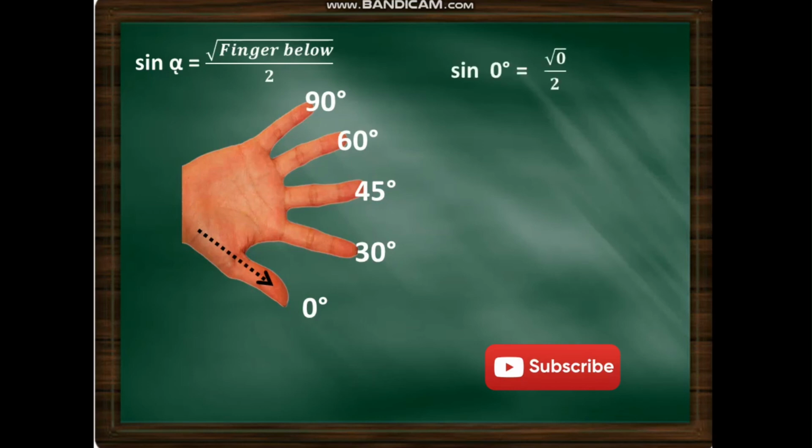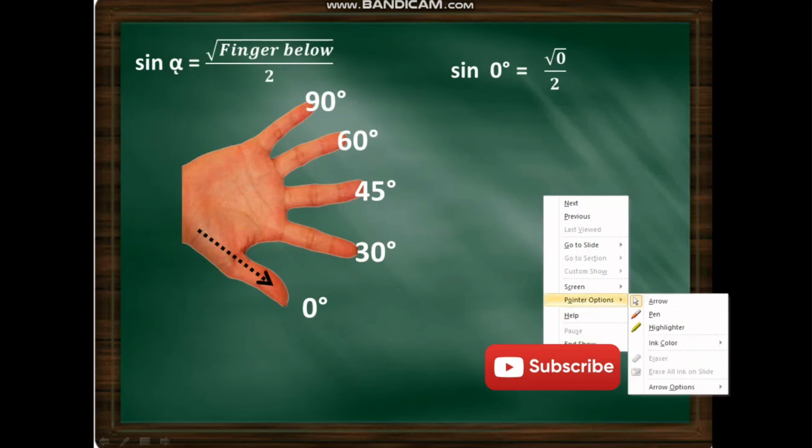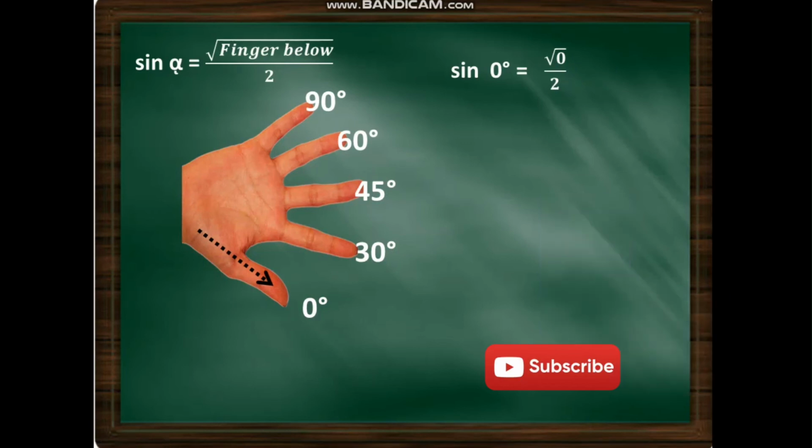So, paano po natin kukunin yan? Simple lang. Bakit naging the square root of 0 over 2? Tandaan na ang nire-represent po natin dito yung finger below. So, we have here the sine 0 degree. Meron po ba ditong finger or daliri na nasa baba ng 0 degree? Wala di po ba? Kaya ang gagawin natin, yung finger below ay magiging 0. And the square root of 0 is equals to 0. And 0 divided by 2, that is equals to 0. And therefore, ang ating sagot is 0 for the sine 0 degree.